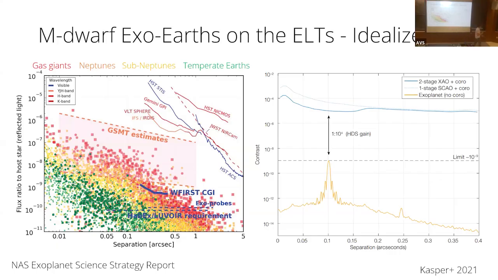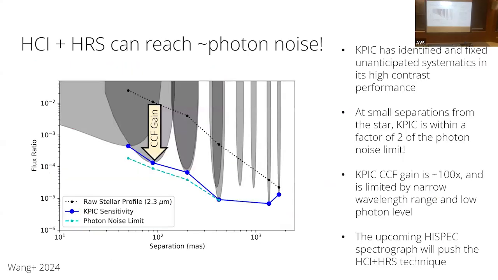We don't know if this is possible, but this is one of the goals of KPIC. This is just a kind of toy model, right? We're assuming there are no systematics, we're assuming perfect photon noise. This is how far we can go. The question is, are there systematic limits that prevent us from getting there? With KPIC, we may make our first attempt to figure out if there are systematic limits. So far the answer is we don't think so. We're looking good so far.